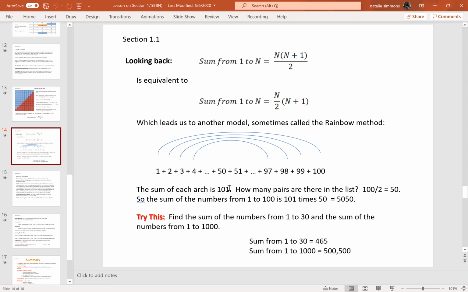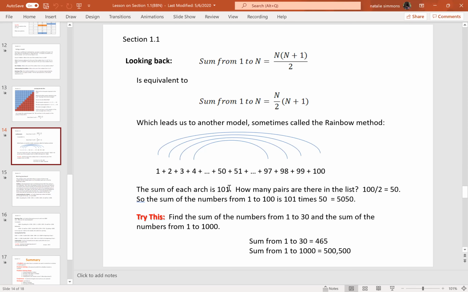Yeah, it makes sense when you're looking at the rainbow method. The stair step is a little more difficult, but the rainbow method makes a little more sense. So each arc would be 101, and then you take half of it, because in comparing it to that rectangle, it's only half of the equation. So 101, you've got 100 of them, and then half of it. Okay.